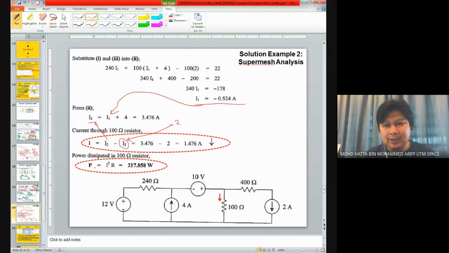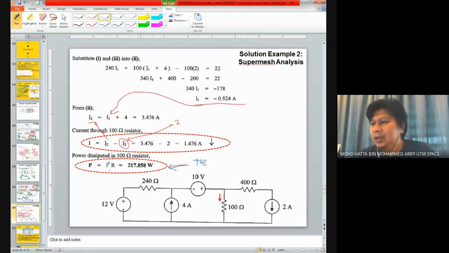But in this case, if you want to make it faster, maybe you can use I squared times R, because you already have the current over here, and straightforwardly you can get the power dissipated. And remember that this P, the power, if you try to calculate power, the value is always positive, because we have I squared R.